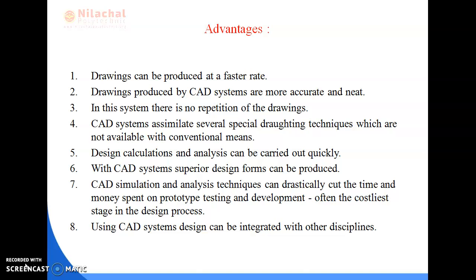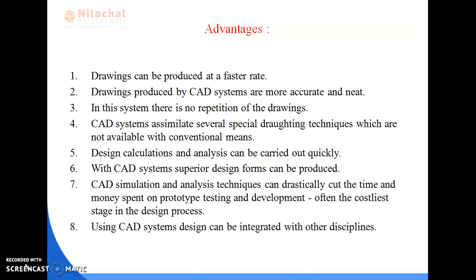In this system there is no repetition of the drawing. CAD system assimilates several special drafting techniques which are not available with conventional means. Here special drafting techniques are used. Design calculations and analysis can be carried out quickly. With CAD system, superior design forms can be produced. CAD simulation and analysis technique can drastically cut the time and money spent on prototype testing and development, often the costlier stage in the design process.